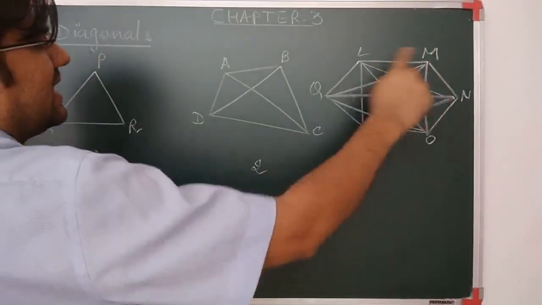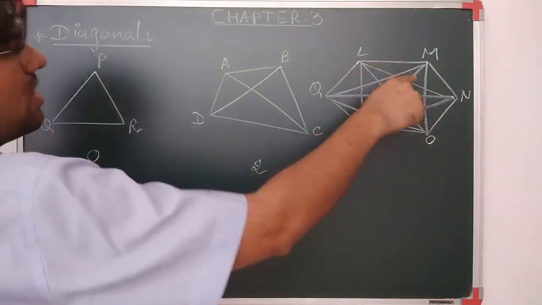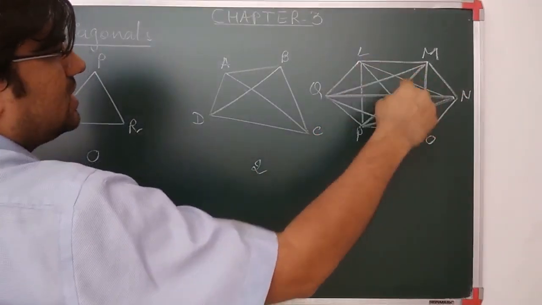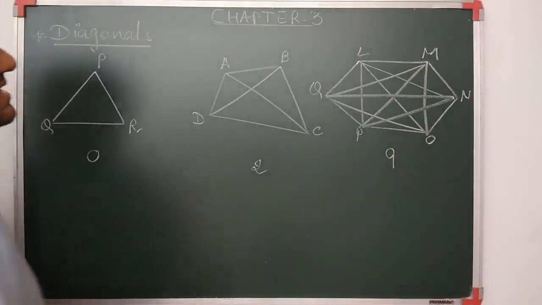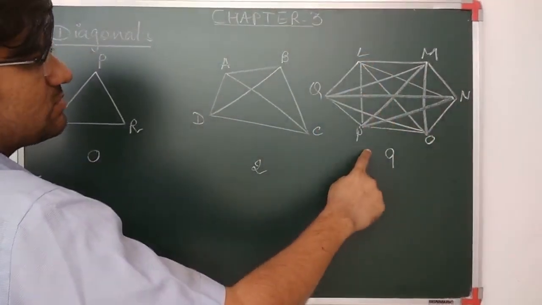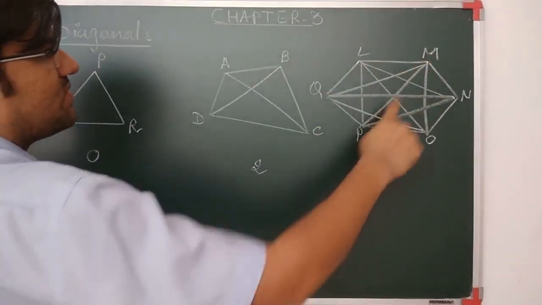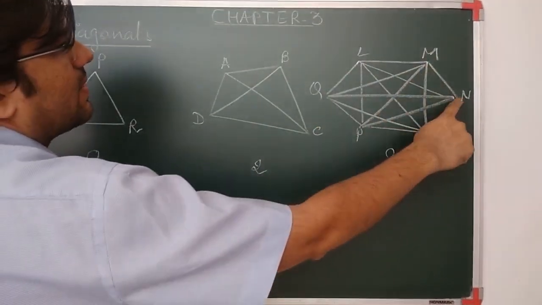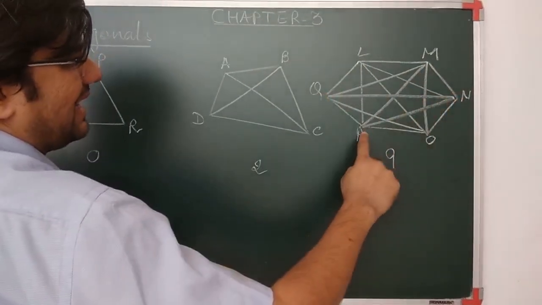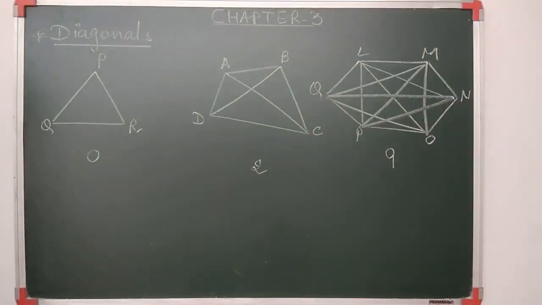So this many line segments are there. Let's find out how many there are. When we count them as we draw, we obtain 9 line segments. So one is LN, LO, LP, that is 3, then MQ 4, MP 5, 6, then 7, 8, and the last one we joined is the 9th one.